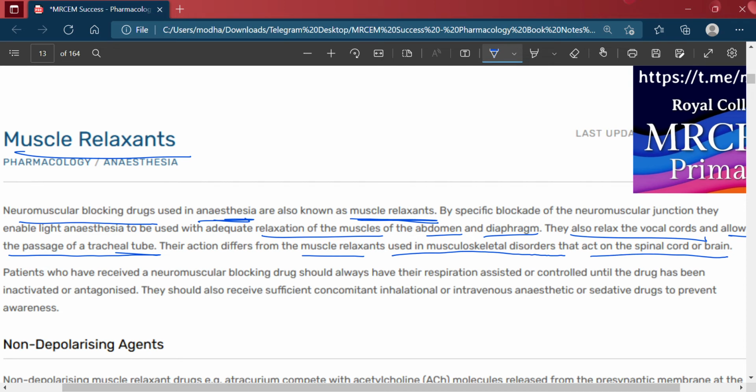So it causes relaxation of the muscles in the abdomen and the diaphragm and also relaxes the vocal cords for the passage of the tracheal tube.